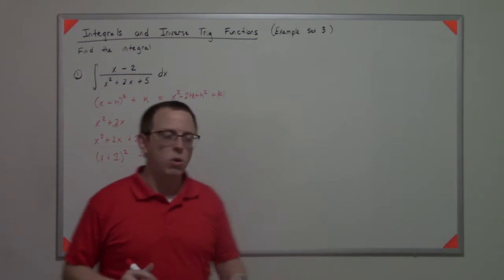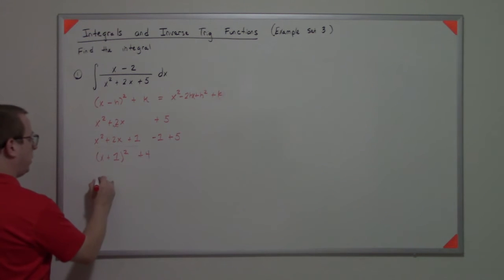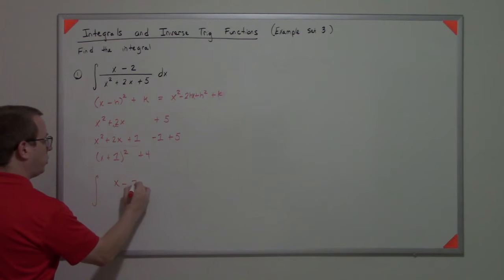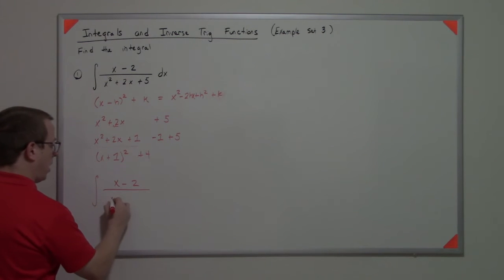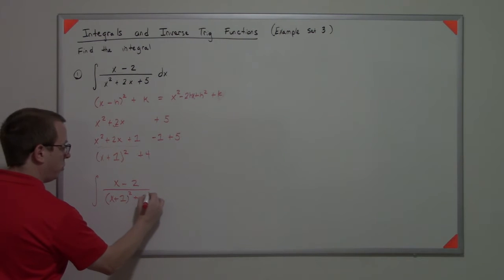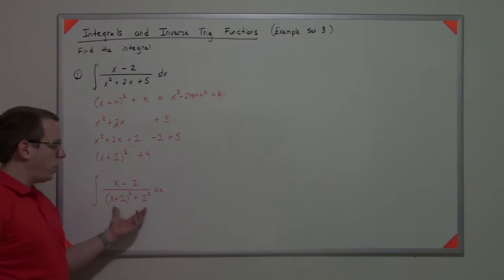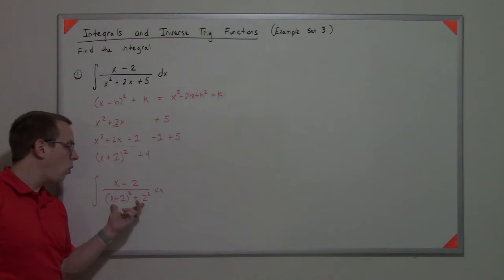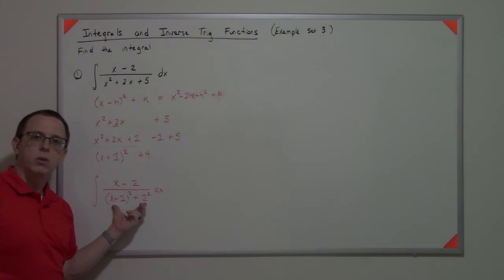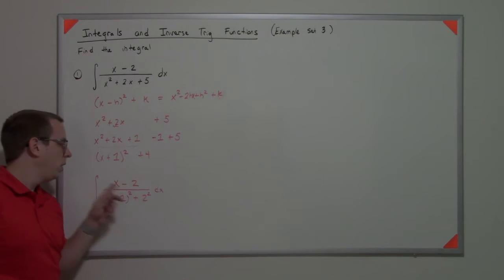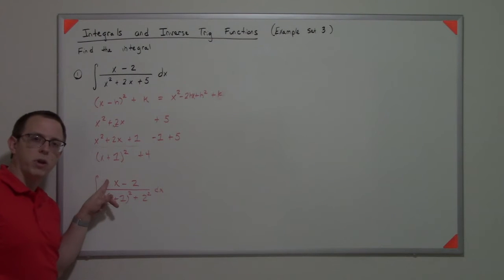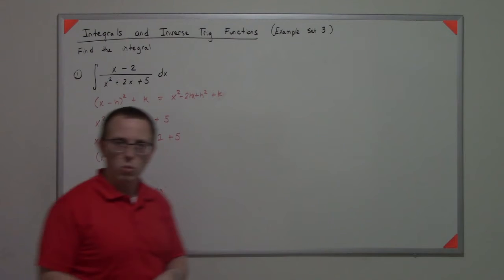So if I go all the way down and I write this again, I get x minus 2 over x plus 1 squared plus 2 squared dx. So now I have something on the bottom that looks a whole lot like what we're thinking about using for the arctangent. However, nothing on top looks like I want for the arctangent, so I'm going to have to be even a little more clever here.